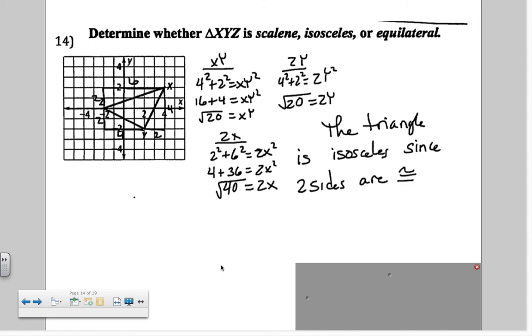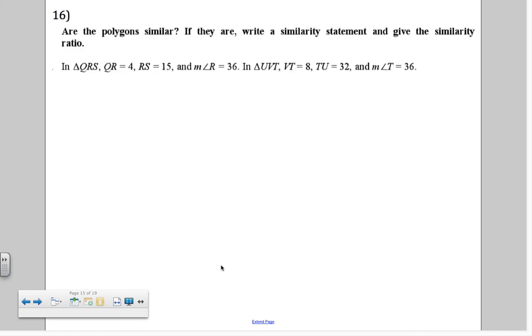Again, modeling the situation with the different learning targets we've had this year. You can pause the movie, try the next few, or just keep playing. This guy is number 16. And it says, are the polygons similar? If they are, write a similarity statement and give the similarity ratio. In triangle QRS, QR is 4, RS is 15, measure of angle R is 36. In UVT, VT is 8, TU is 32, and T is 36.